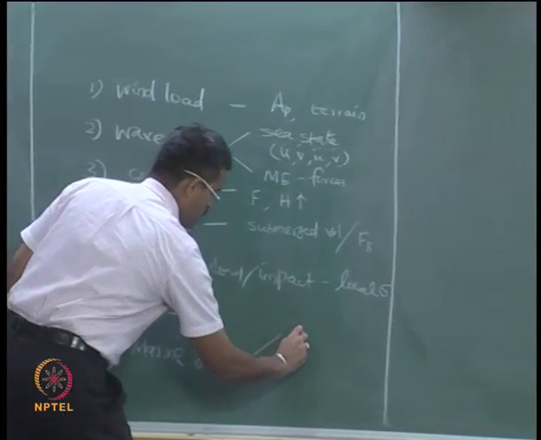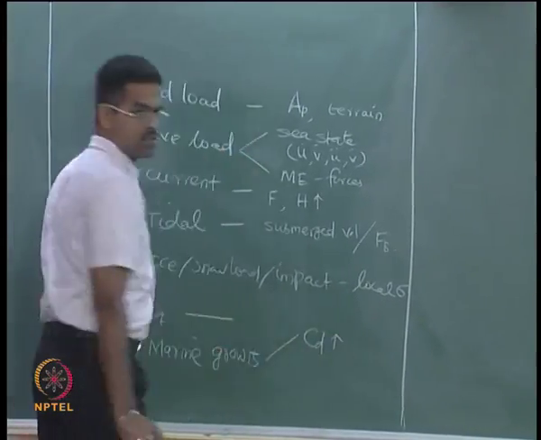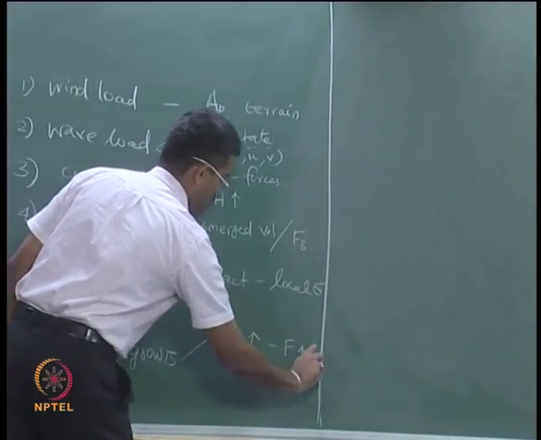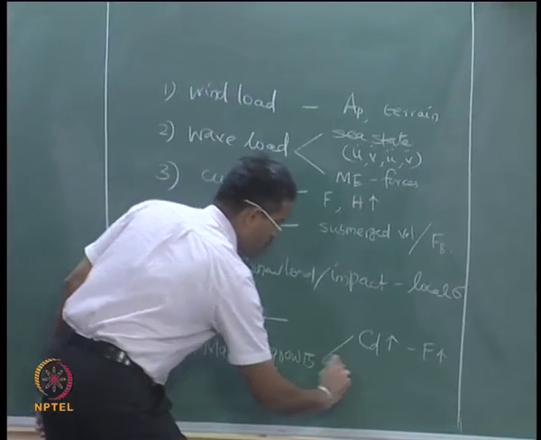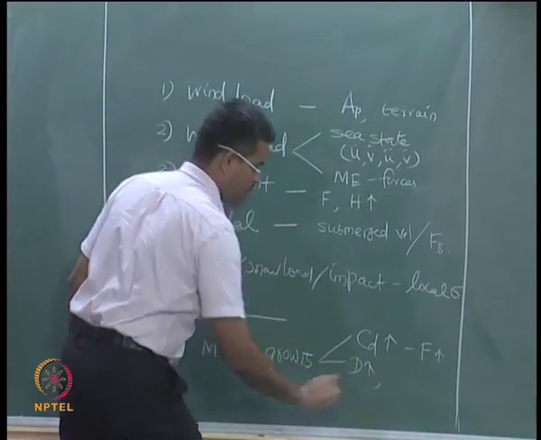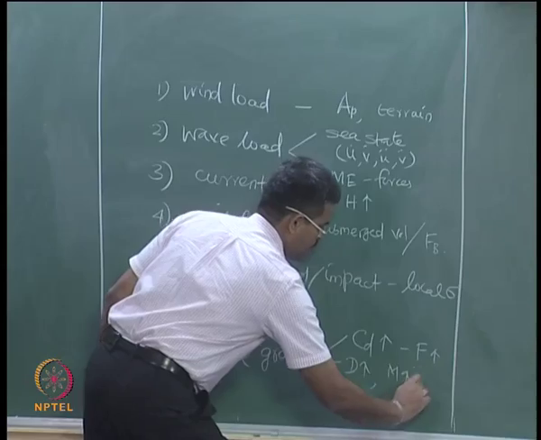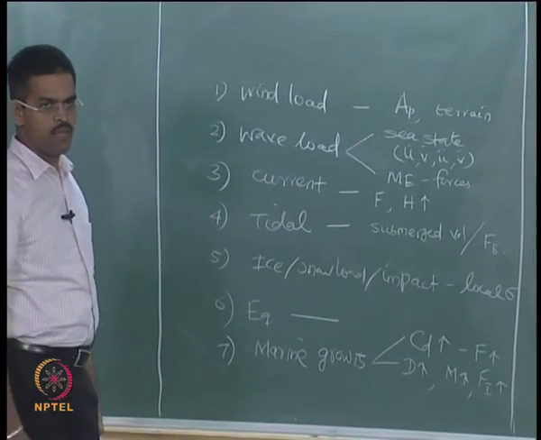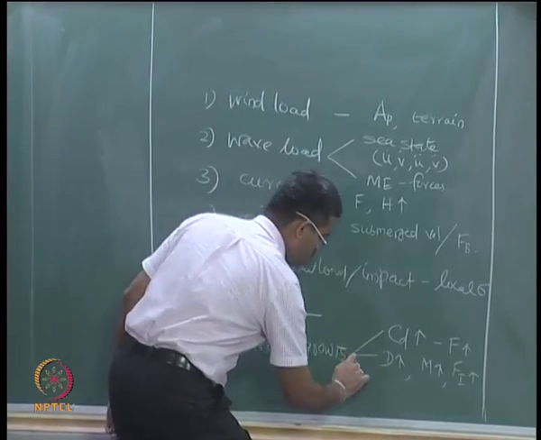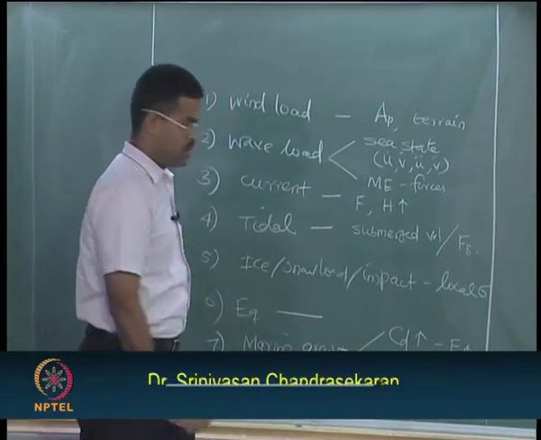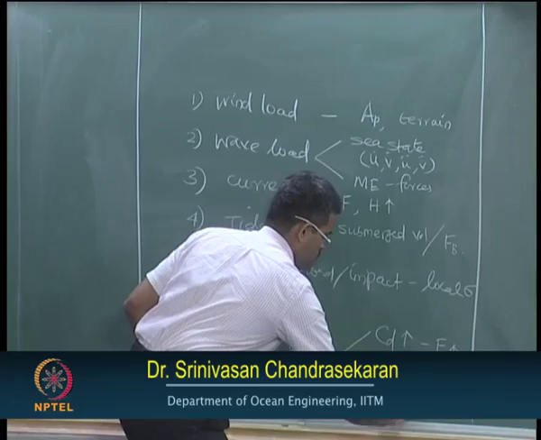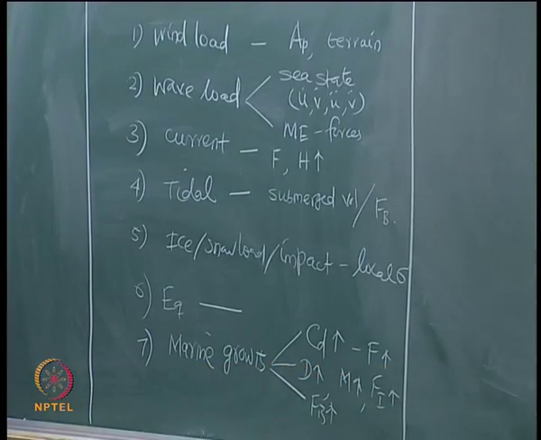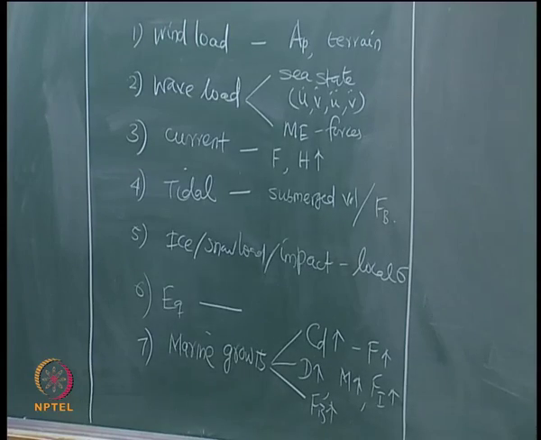Marine growth increases CD because of roughness, which will increase the force because of CD increase. It will increase the diameter, which will increase the mass and therefore the inertia force in the member. It will also increase the submerged volume and therefore the buoyancy force. So, marine growth has indirect effects on structural members.